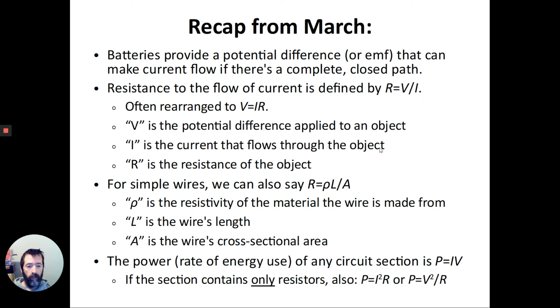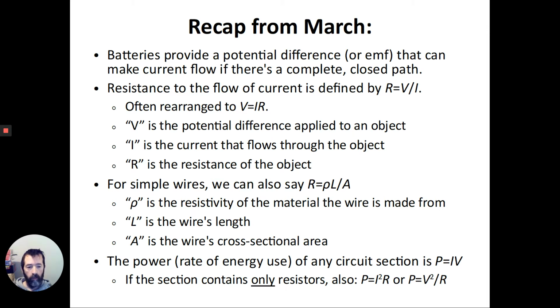The other letters in that formula are L for the length of the wire and A for the cross-sectional area of the wire. Most wires are round, so the cross-section is usually going to be a circle. So you would calculate that area by doing pi r squared. But in principle, you could have a wire with some other cross-section. It could be like a long rectangle or something like that.